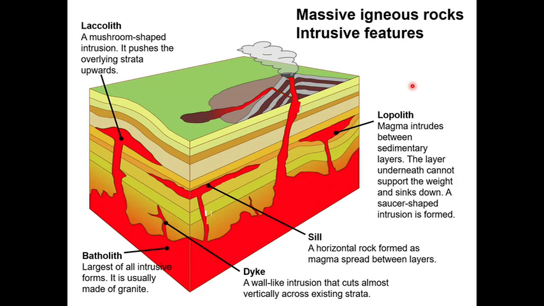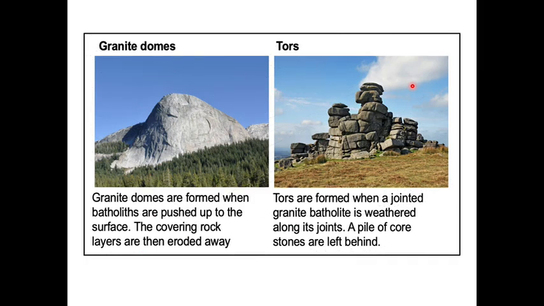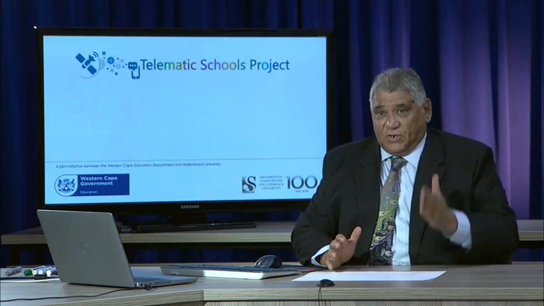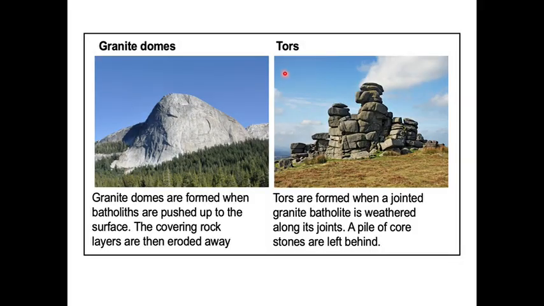Now, what we are going to have a look at now, grade 11s, is this. Granite domes and tors. Granite domes and tors. Now, these two are formed because of massive igneous rocks. All right? You must understand this. It's quite easy. So let's have a look at this. Your granite dome, as you can see, look at the dome-shaped feature. All right? Granite domes are formed when batholites are pushed up to the surface.